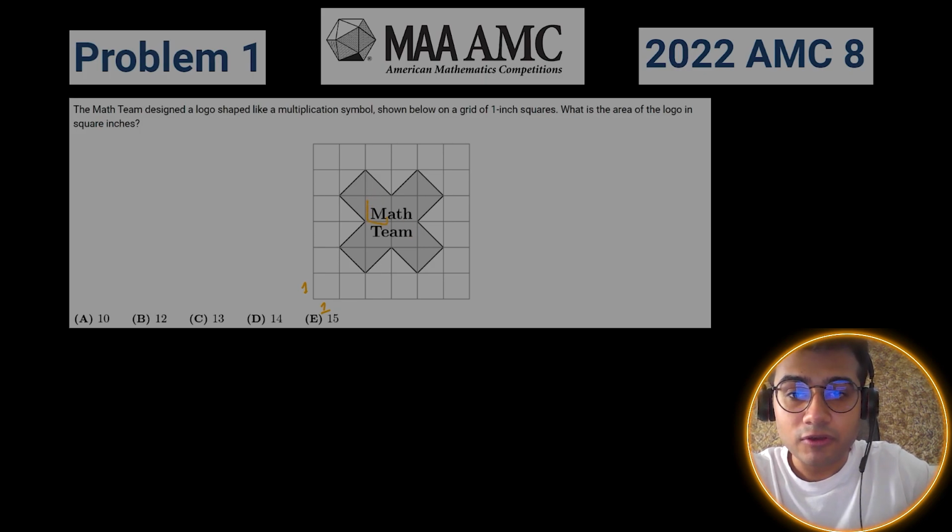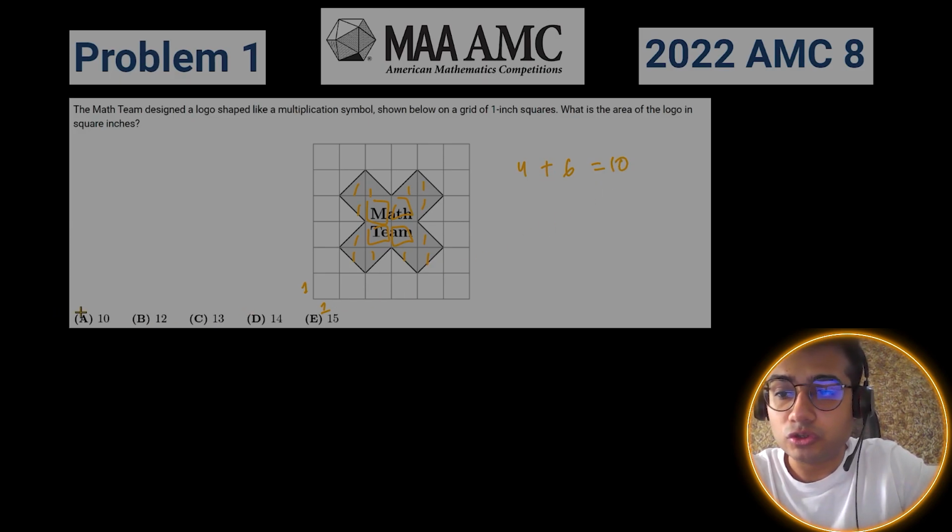So you see we have 1, 2, 3, 4 full boxes. And then how many half boxes do we have? Because two of them will combine to make a full box. So let's see. 1, 2, 3, 4, 5, 6, 7, 8, 9, 10, 11, 12. So 12 half boxes means 6 full boxes. So 4 plus 6 is 10. So our answer should be A.